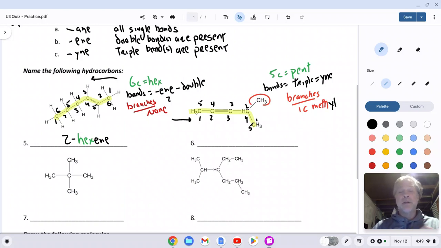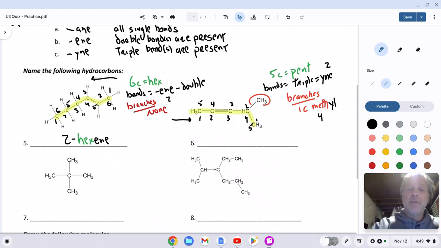When I number it this way, it's after the second carbon. If I number it the other way, it's after the third carbon. And even though the branch is on the second carbon when I number it from right to left, the triple bond is always way more important than the branch. So when I go to name this, my branch is going to be on my 4th carbon, and the triple bond is going to be on the 2nd carbon.